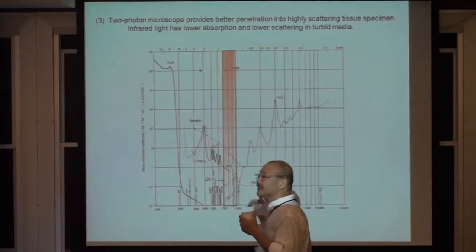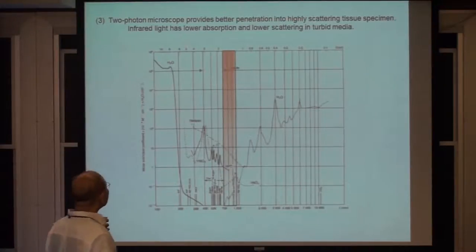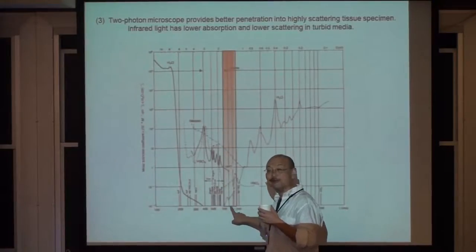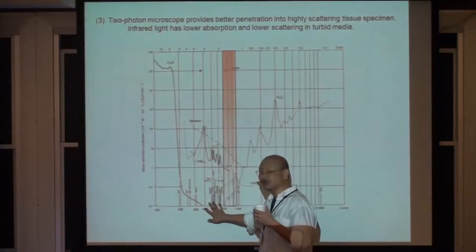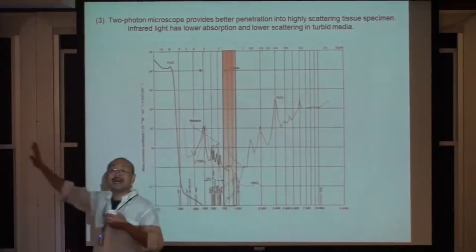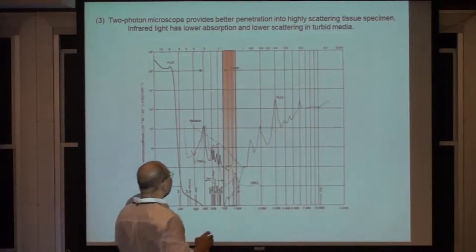There are two reasons that two-photon can go deep. Number one is that in order to generate fluorescence, you are typically using blue light or UV light, but in this case you are using infrared, and infrared has less absorption in tissues. This is wavelength. This is about 700 to 1,000 nanometers, which is the infrared wavelength region. This is about 500 nanometers, the visible light region. This is far infrared. If you go down to the UV range, you see very strong tissue absorption by proteins and water. If you go to the long wavelength region, the far infrared region, you see that the water absorption is quite strong.